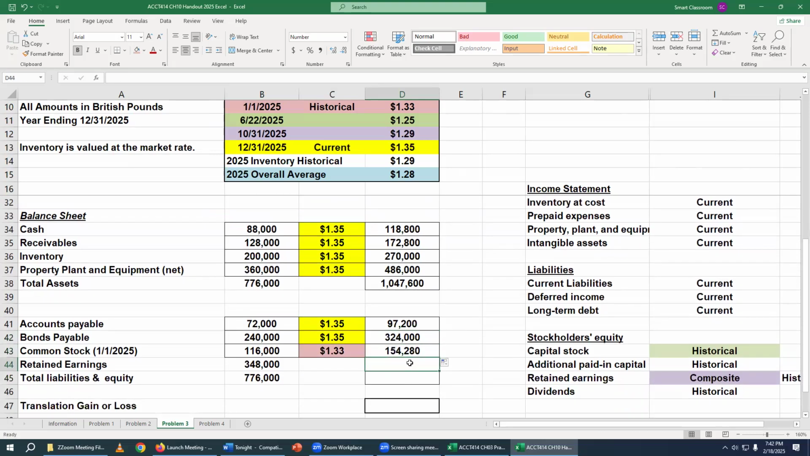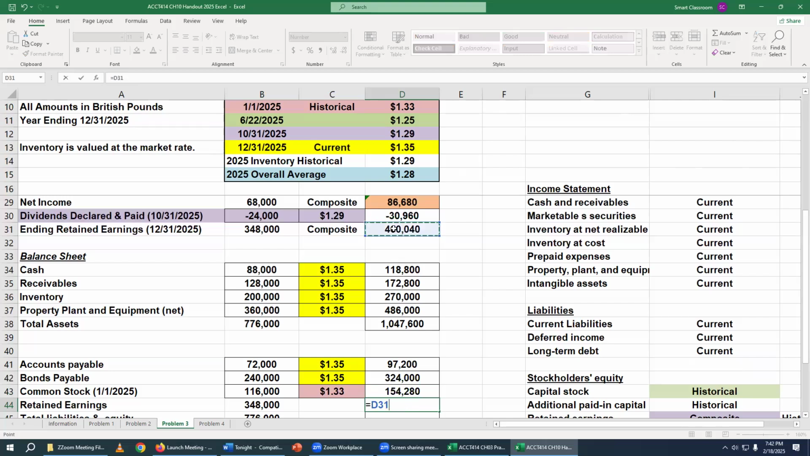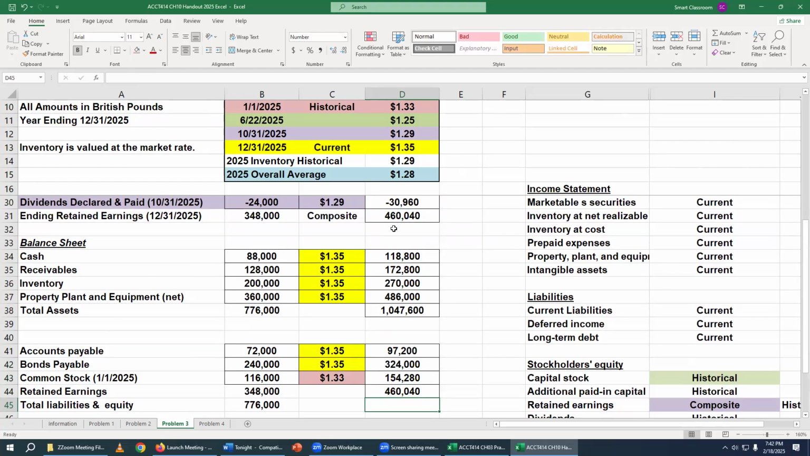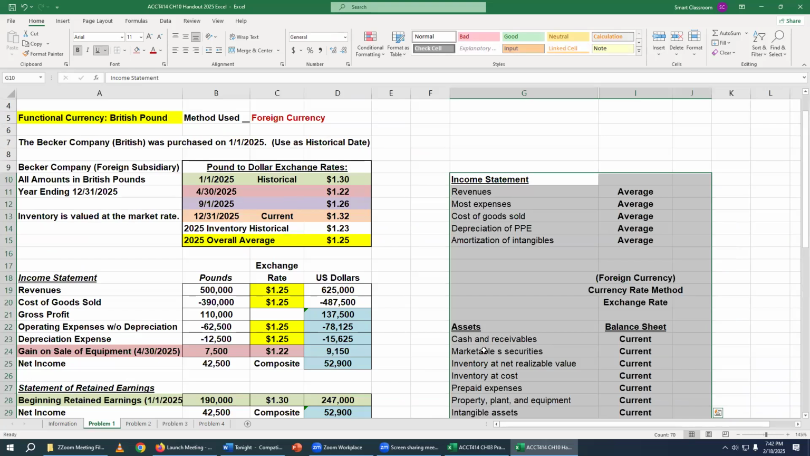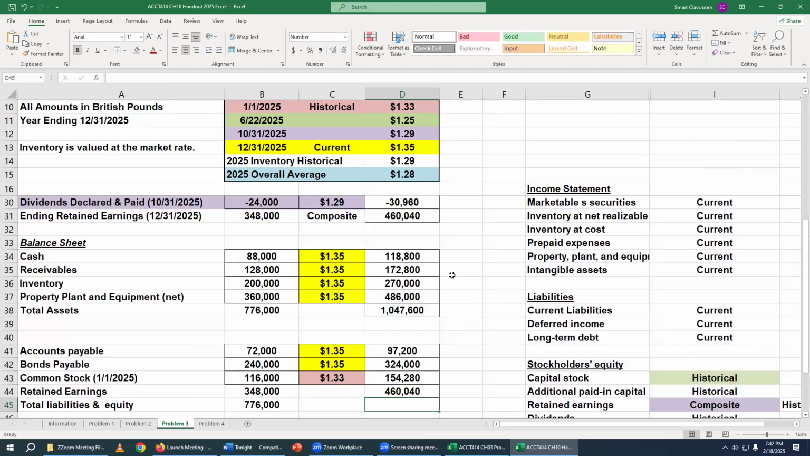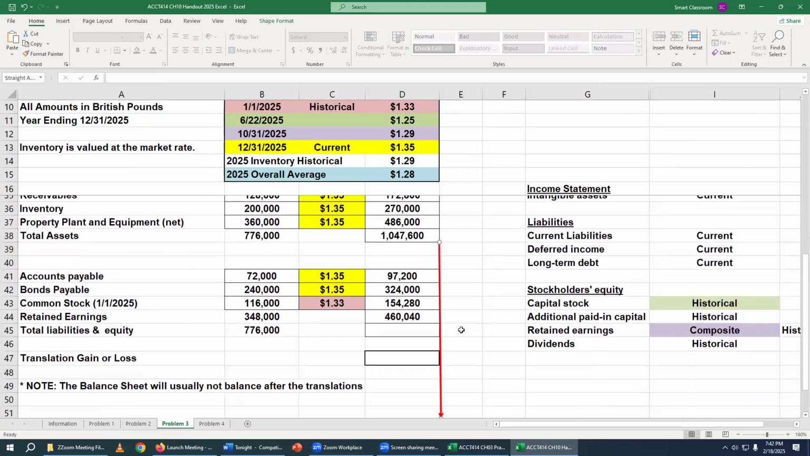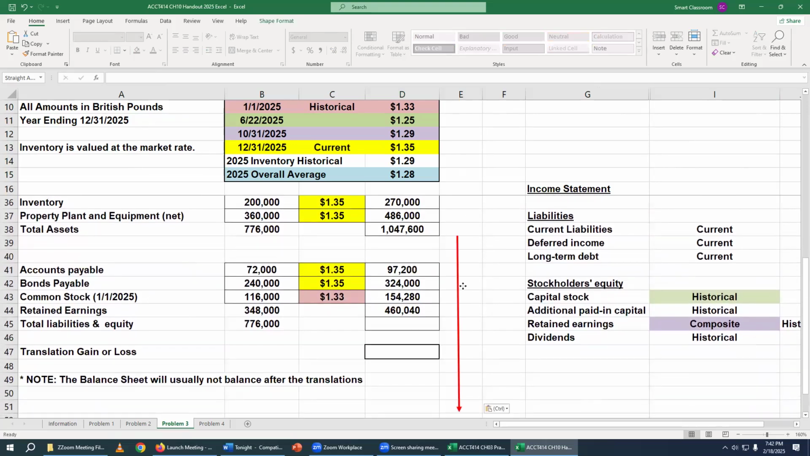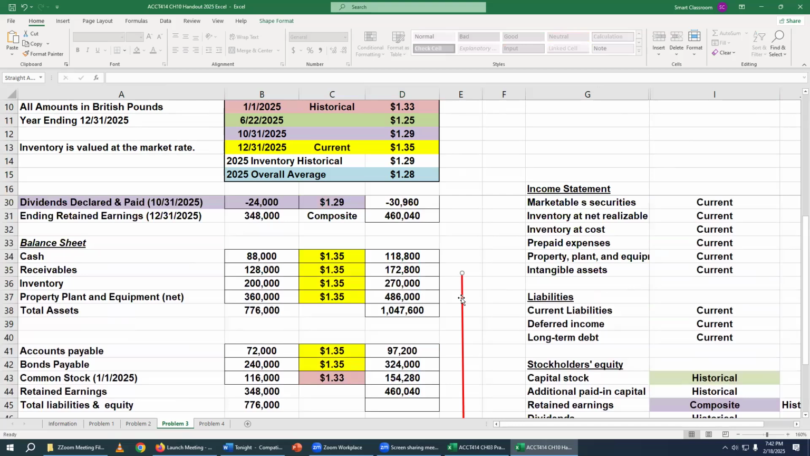Retained earnings would be from the retained earnings up here. I can copy from one to the other. Let's see. Hey, look at that. I did two techie things that didn't blow up in my face.